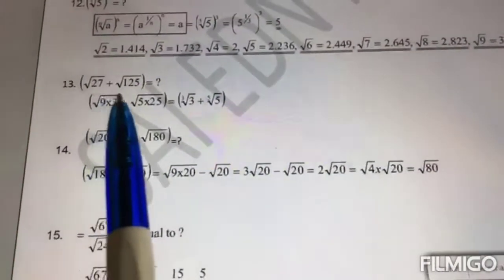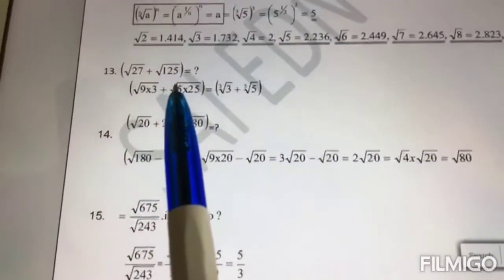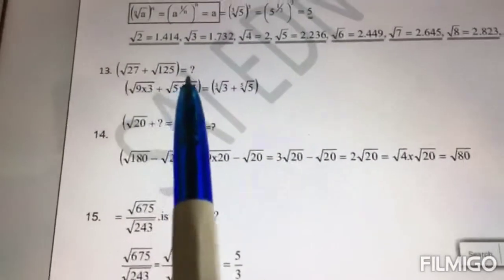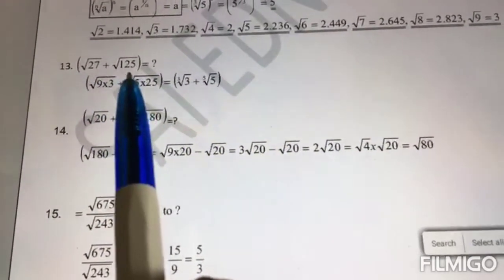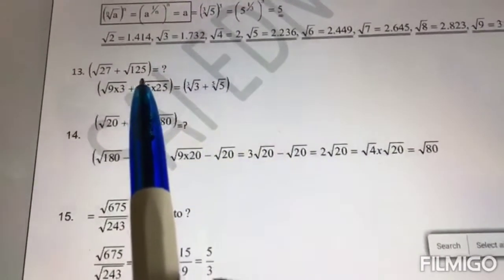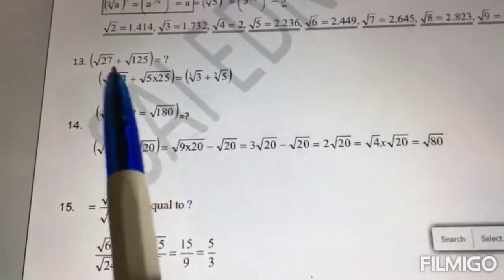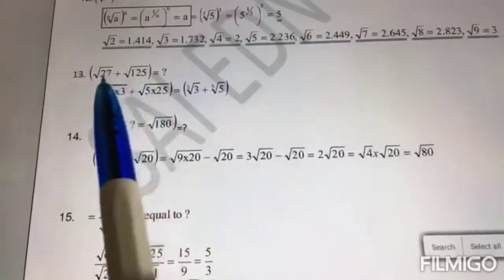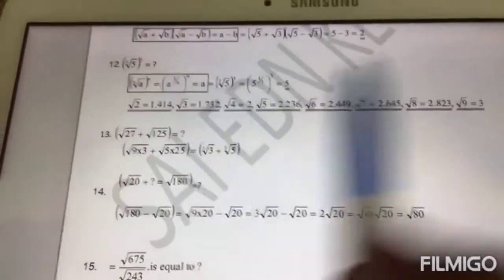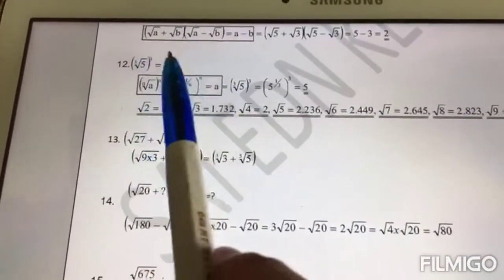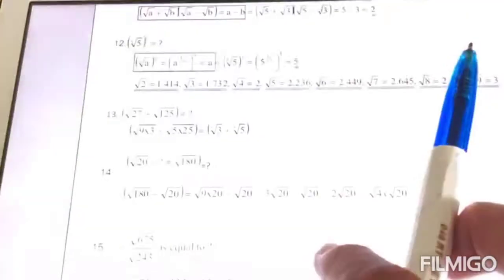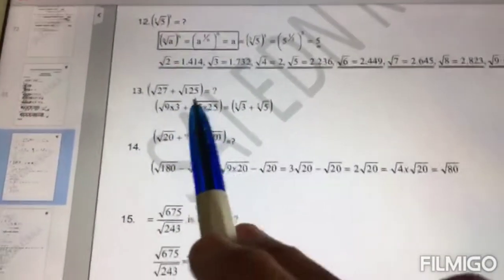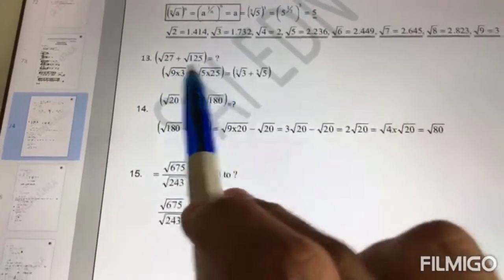Okay, number 13. Square root of 27 plus square root of 125. First question, can you add them? Can I say that this is equal to square root of 27 plus 125, which is 152? No, I can't. Why? Because the terms in the square root, they are not the same. Remember, we did some questions previously where we said that we can add and subtract the terms only when the terms in the square root are the same. Here they are not the same, so we cannot directly add them. We have to simplify them. Okay, let's see how.